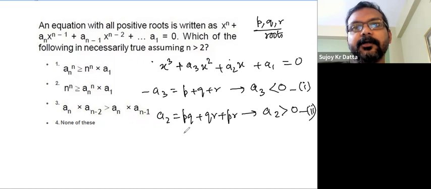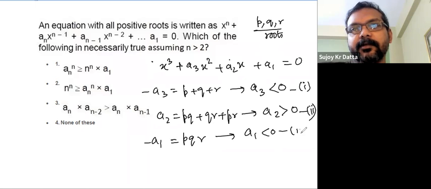Lastly, the product of the roots PQR is the negative of the last coefficient over the first coefficient. So it is minus a1 over 1. PQR is obviously a positive quantity, so a1 is negative PQR. So we get a1 less than 0. So that is point number 3.